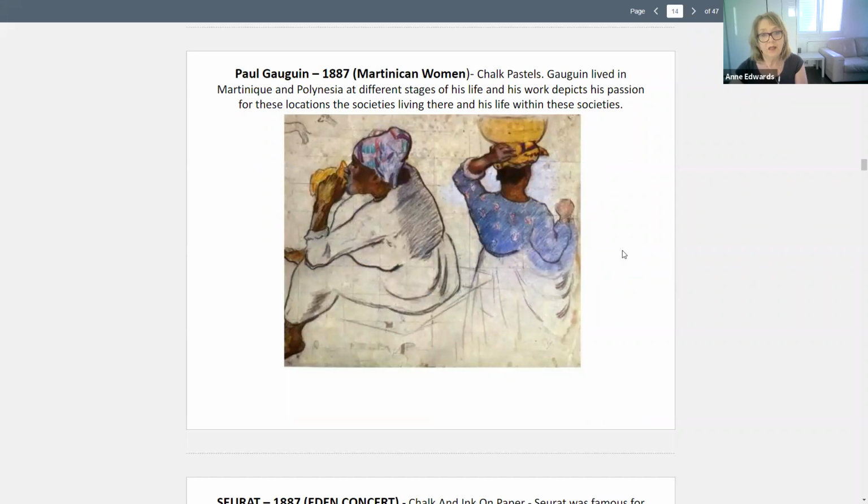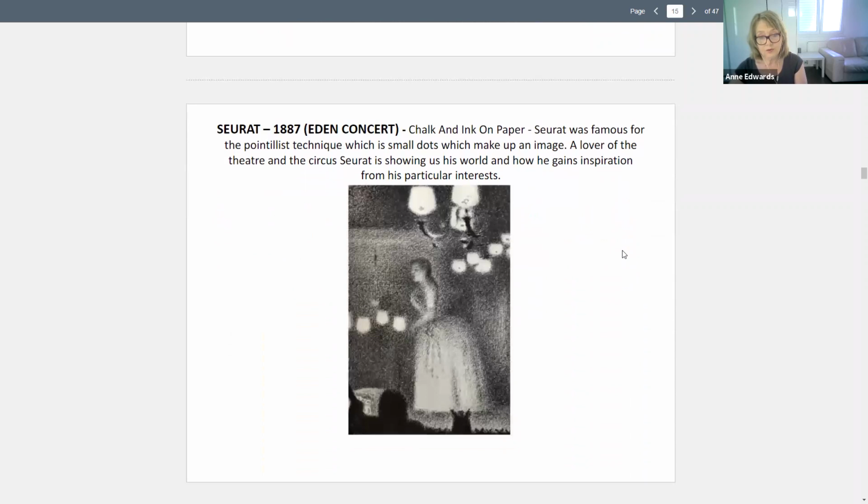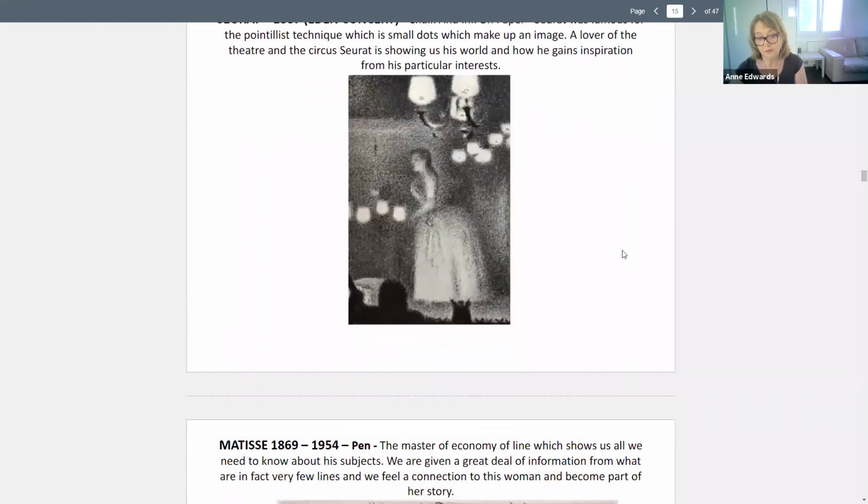Paul Gauguin, chalk pastels. Gauguin lived in Martinique and Polynesia at different stages of his life, and his work depicts his passion for these locations, the societies living there, and his life within these societies. Seurat was a lover of the theatre and the circus, and his work very often depicts this. This is chalk and ink on paper. And he was famous for a technique called pointillist technique, which is very small dots which make up an image.